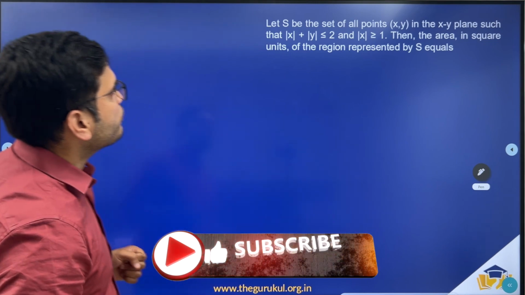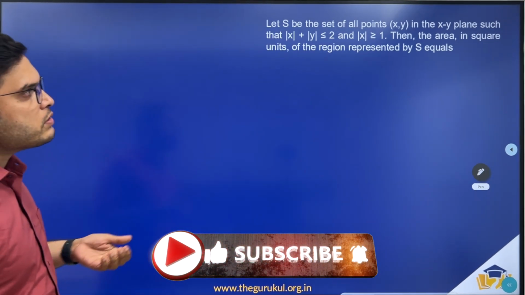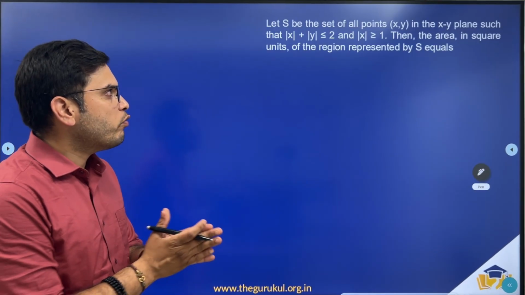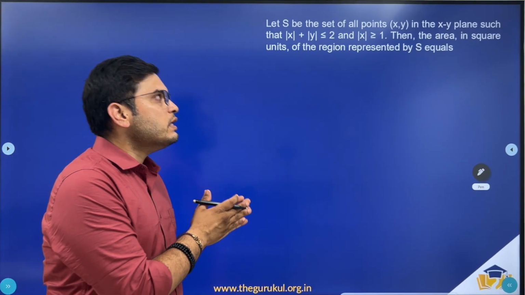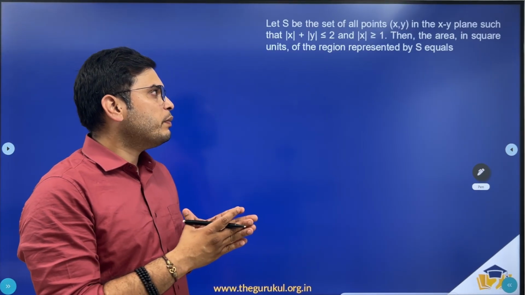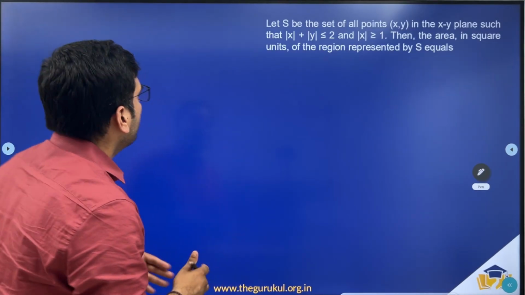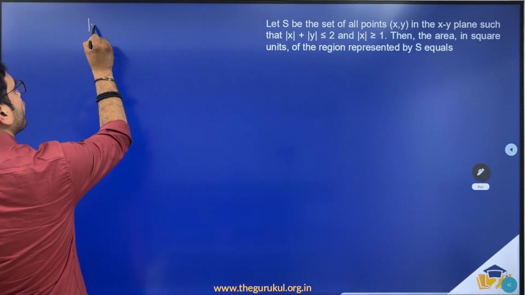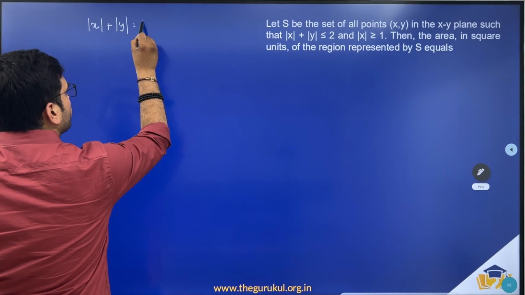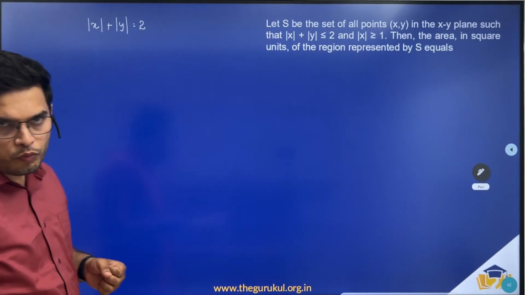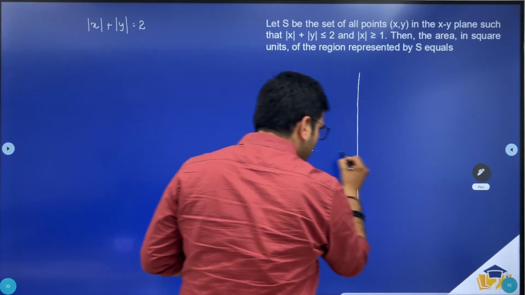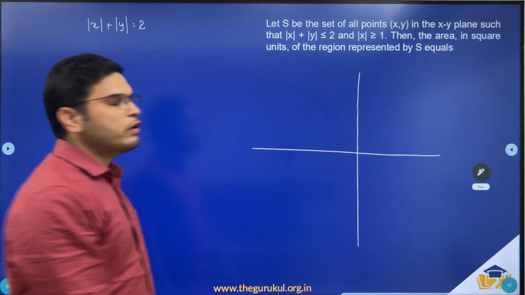Now coming to the fourth question. Let S be the set of all points (x, y) in the xy plane such that mod x plus mod y is less than or equal to 2 and mod x is greater than or equal to 1. Then the area in square units of the region represented by S equals? Now for any equation of the kind mod x plus mod y is equal to 2, we'll talk about less than 2 later. First let's plot the graph of mod x plus mod y is equal to 2.